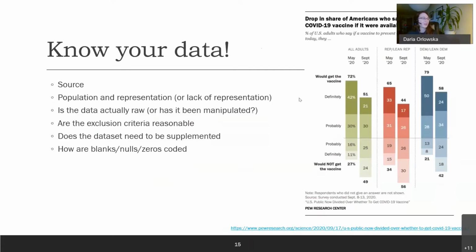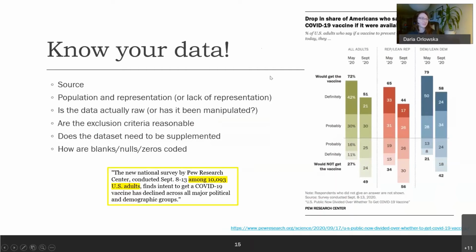Let me give you some more context. The new national survey by Pew Research Center was conducted among 10,093 US adults. Right here we have all adults and then adults that were Republican leaning and Democratic leaning. So we just have two categories of individuals. We don't have anyone who was not leaning in those two categories.